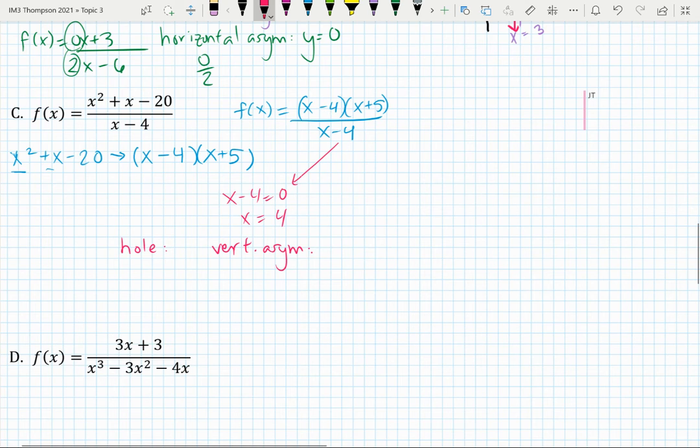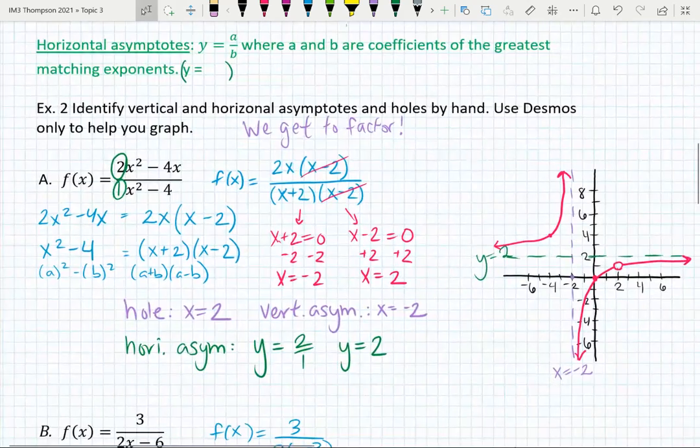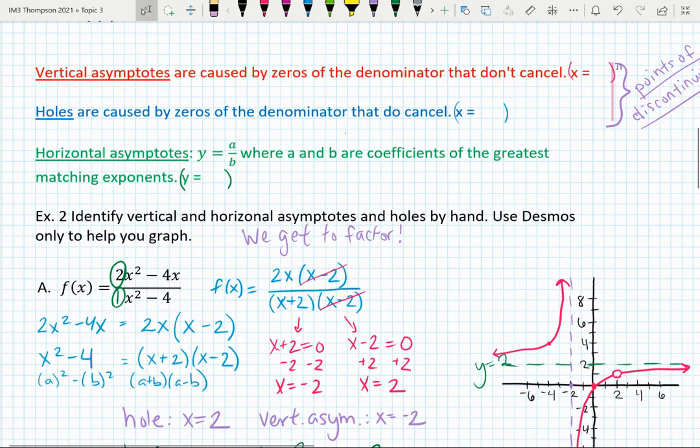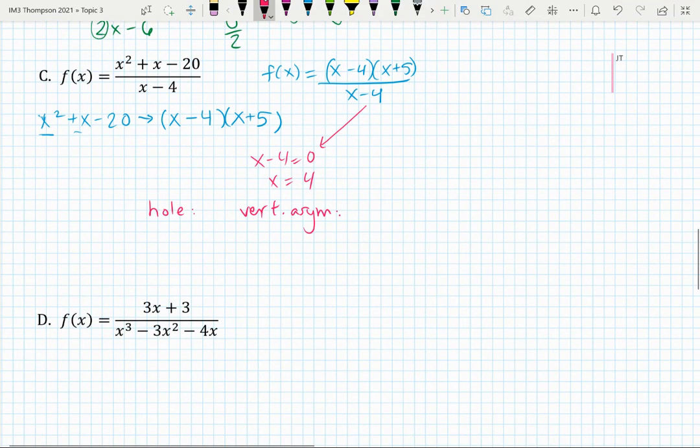It's okay if you have to go back and check the notes a lot. So the notes say holes are caused by zeros of the denominator that do cancel, and vertical asymptotes are caused by the zeros of the denominator that don't cancel. This one does cancel, so it's a hole. Right? X minus 4 and x minus 4 are the same. So I have a hole at x equals 4. Then where's my vertical asymptote? I don't have one.